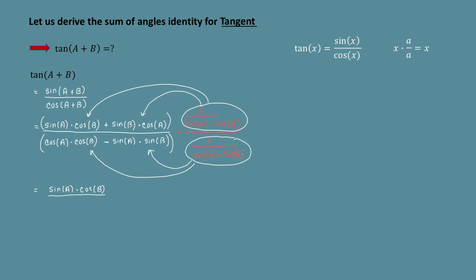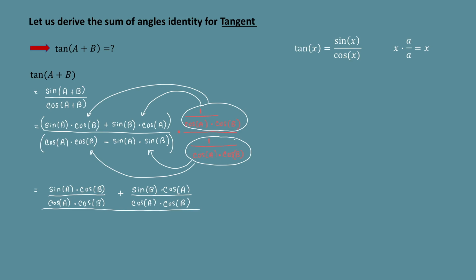This will be divided by cosine A times cosine B plus. Now we're going to multiply again the same fraction times the second term. So this is going to give us sine B times cosine A, and all this will be divided by cosine A times cosine B. And then all this will be divided the same way over here.